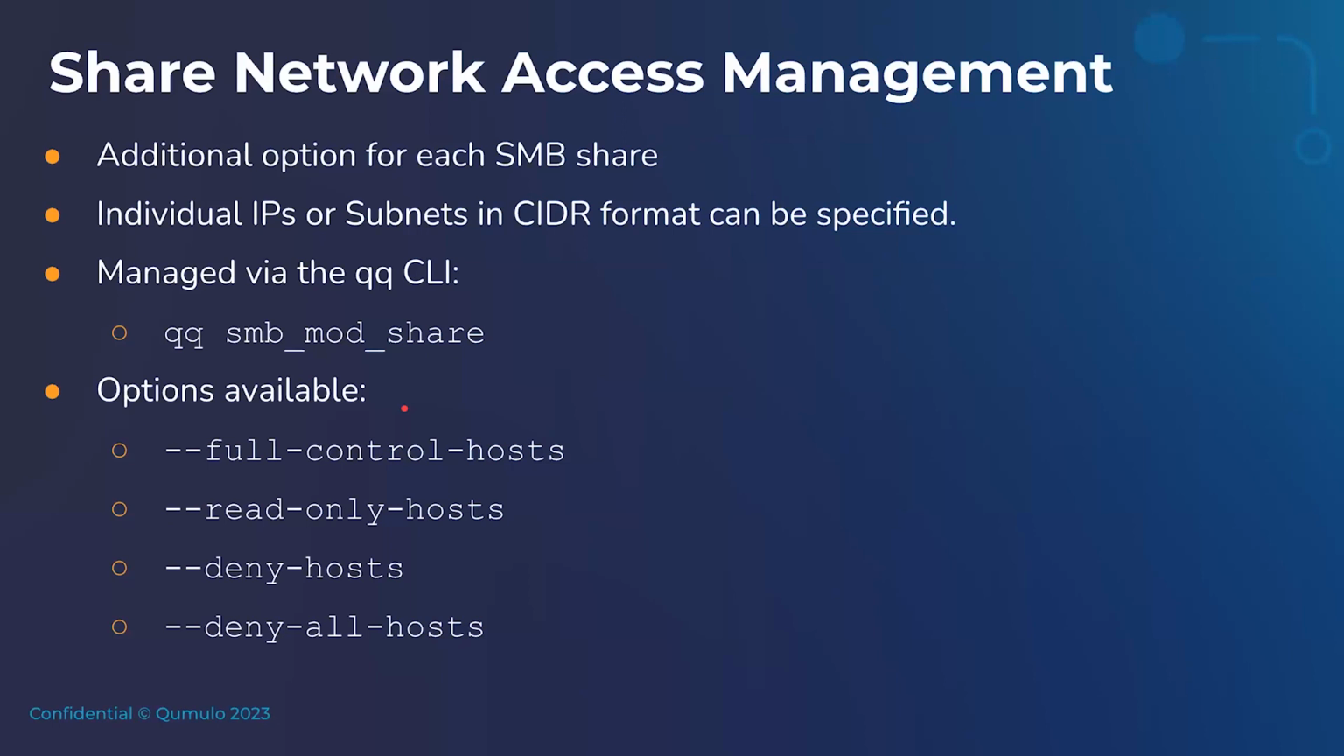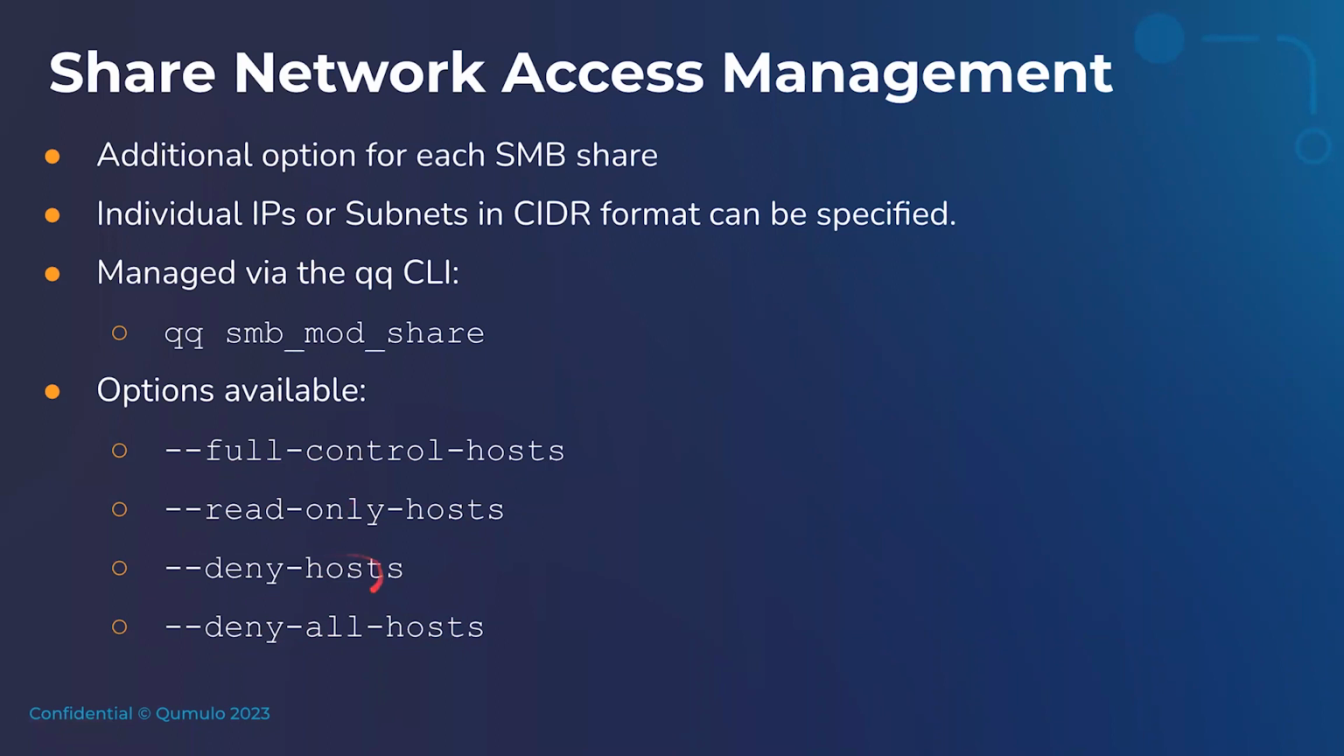Now, the network access management is kind of an extra layer of access control that works in conjunction with file permissions and share permissions. So this is an additional option for each individual share that is managed via the QQ CLI. You can apply individual IPs or subnets that are allowed to access, and you have these particular options here. You can determine who can have full control, who can only read. If you're coming from the wrong network, do I deny specific hosts or do I deny everybody?